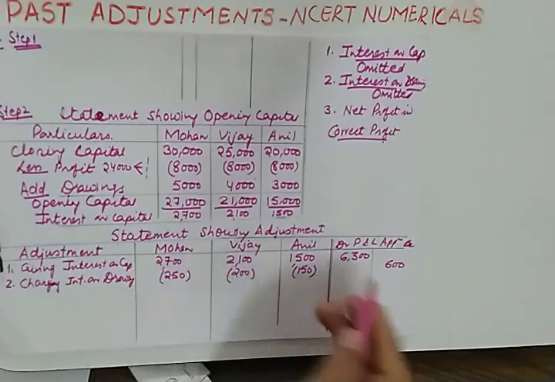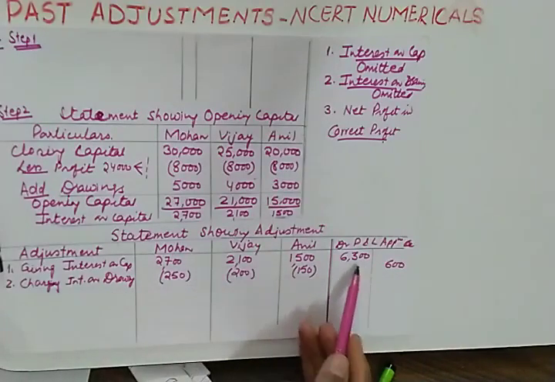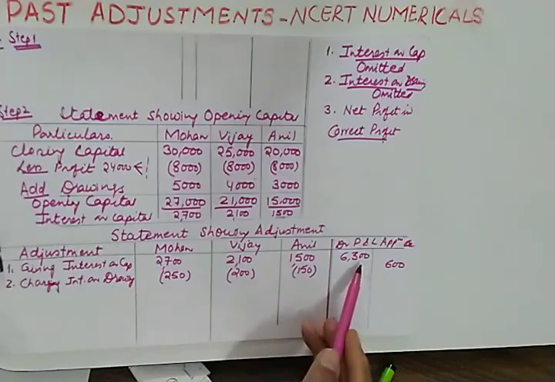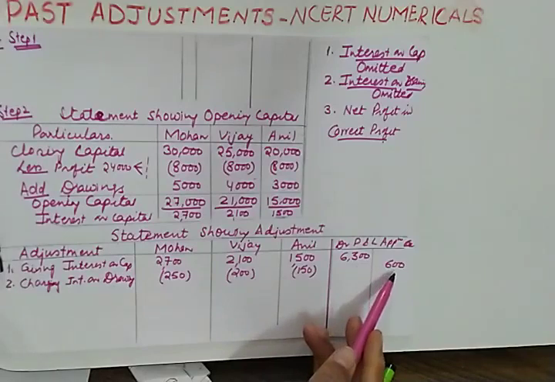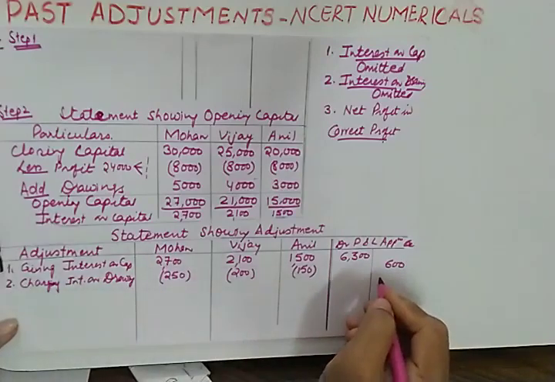Now we have done both the omissions. Now come to this side. If you see, there is a balancing figure of 5700 and this is a loss. Why is this a loss? Because we are giving more in the form of interest on capital and taking back less in the form of interest on drawings. So there is a loss of 5700.